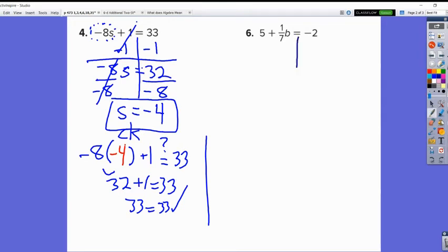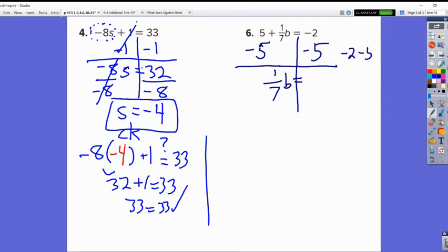So this time, I'm going to subtract 5 from both sides. This time, I'm going to take my time and say 1/7 b equals -2 minus 5 over here. That's the same as -2 plus -5, which is -7. So this is -7. Now I can multiply both sides by 7, and I get b equals -49.